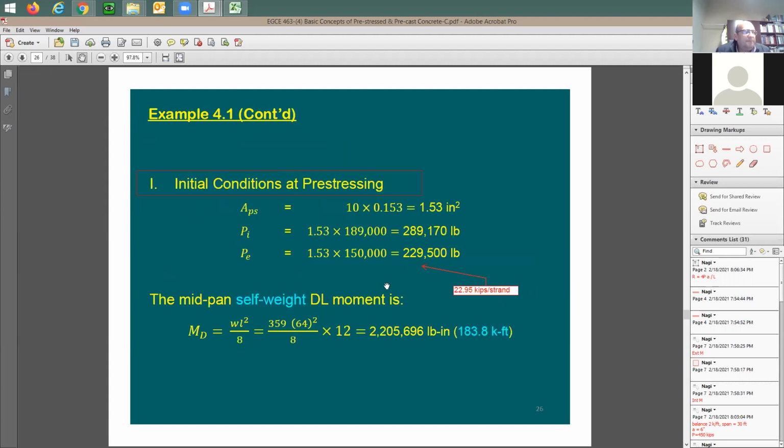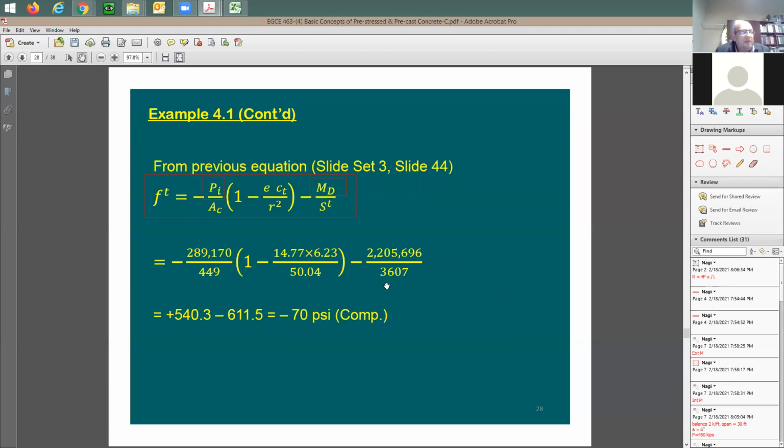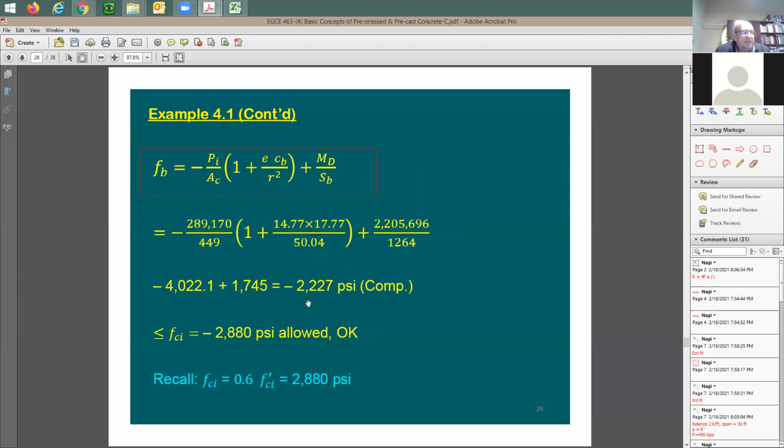So okay, fine. I'm going to have stress in compression on the top, and the stress, sometimes in tension or compression, is going to be at the bottom. It depends on the way that I'm going to put the cables and strands.